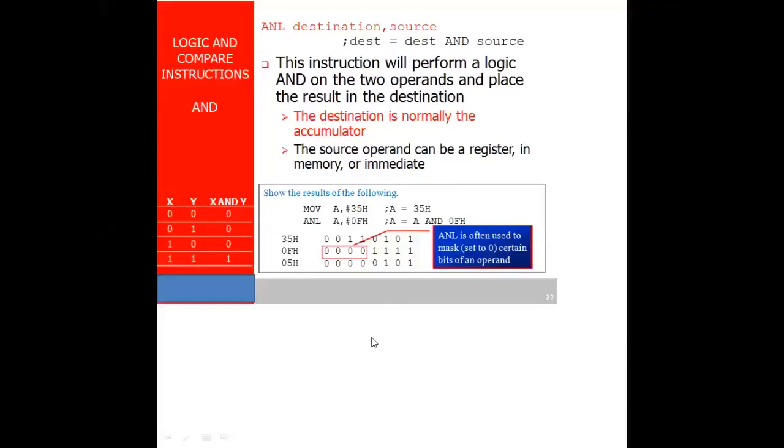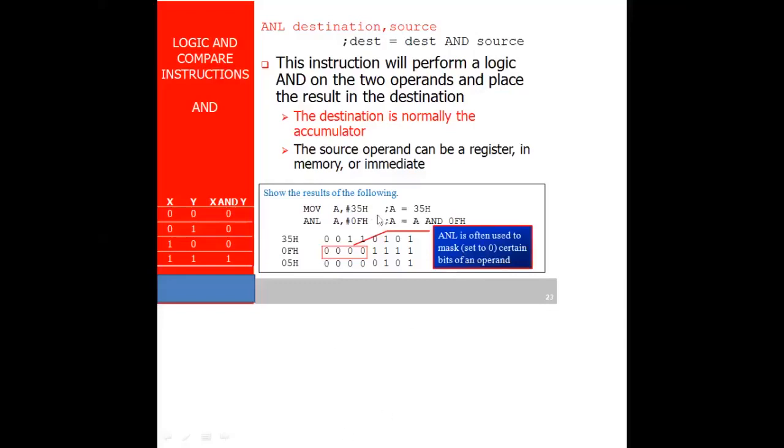Now let us check the logic and compare instructions. First of all, we shall check the AND operation. So the common syntax is ANL destination byte, comma, source byte. Okay, so this instruction will perform a logical AND operation between the two operands and place the result in the destination. So the destination is normally the accumulator. Okay, so it is implied that the destination should be your accumulator. The source operand can be any kind of register, any kind of immediate data, or the data that is stored inside the memory.